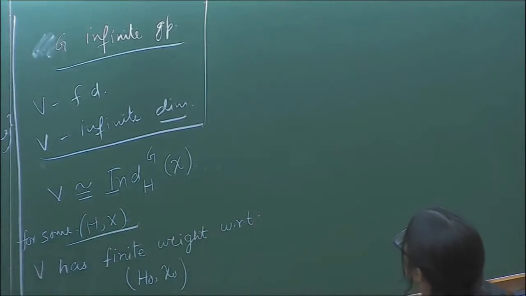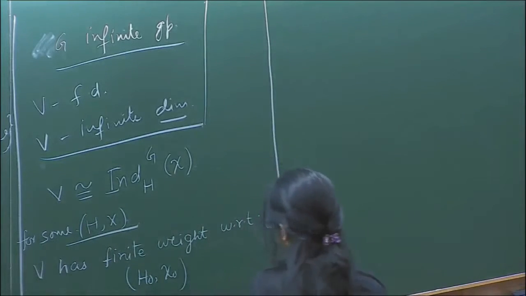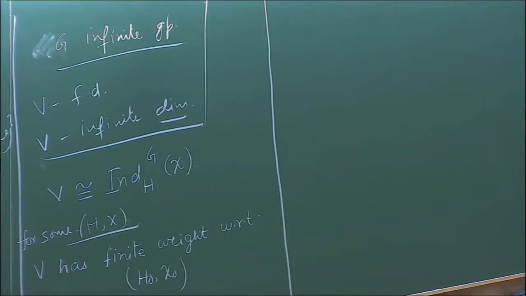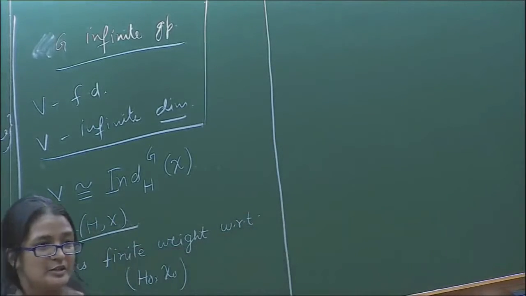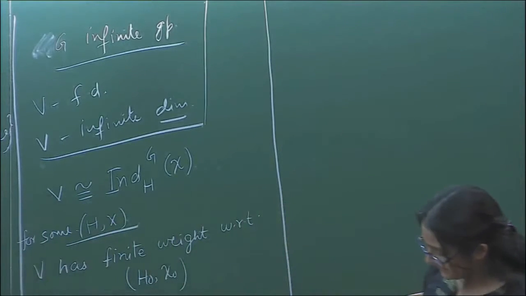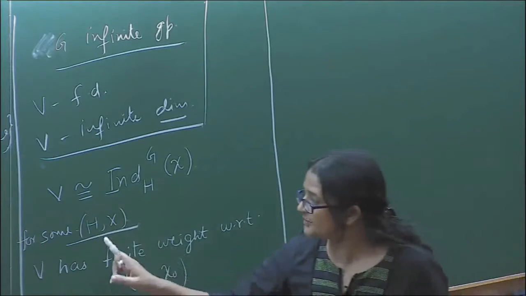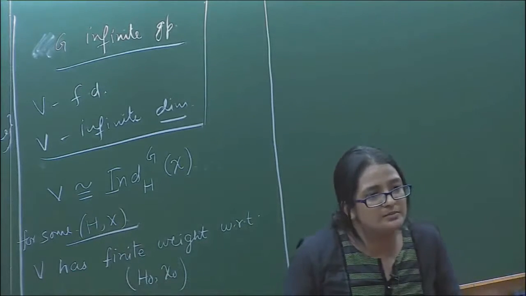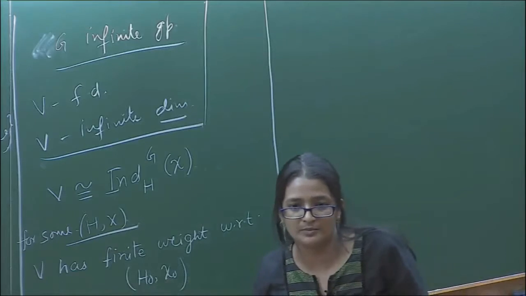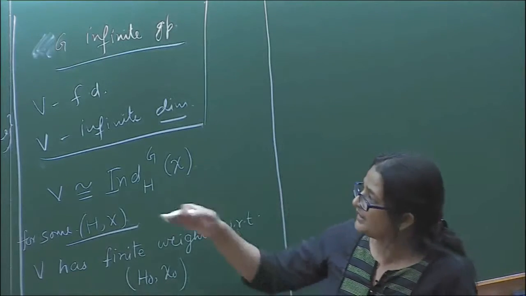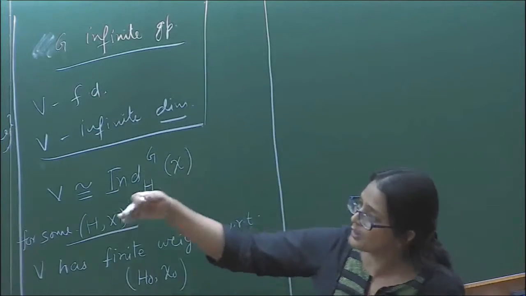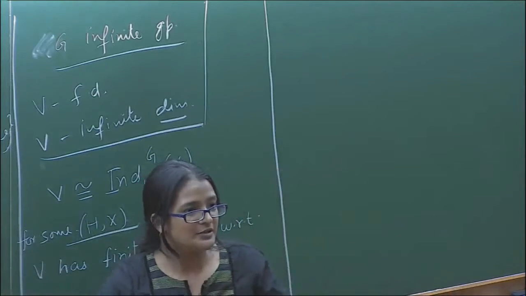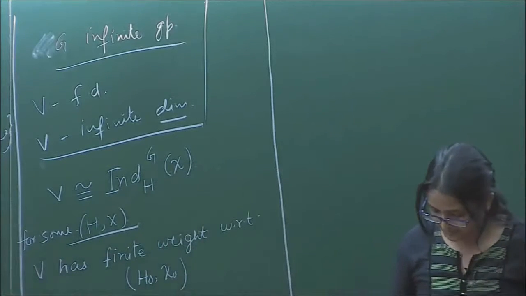Now if I want to prove these two are isomorphic, I cannot use these kinds of arguments, and H_0 may not be a normal subgroup. I'm not given that H_0 is a normal subgroup, right? So I need to find out how to start with this problem. I cannot talk about the stabilizer of chi and all. So that's where the first problem starts.